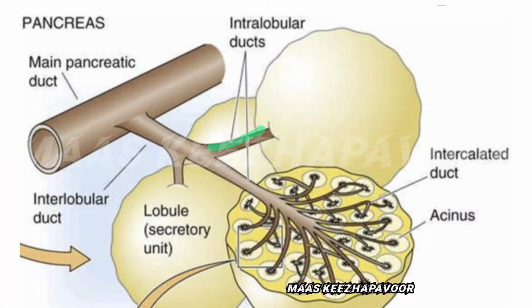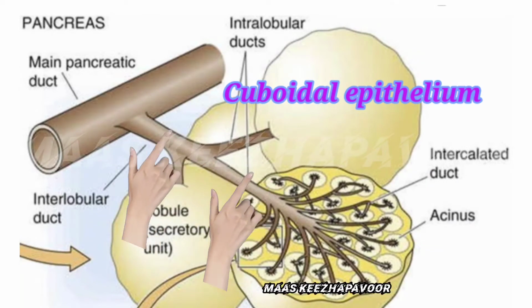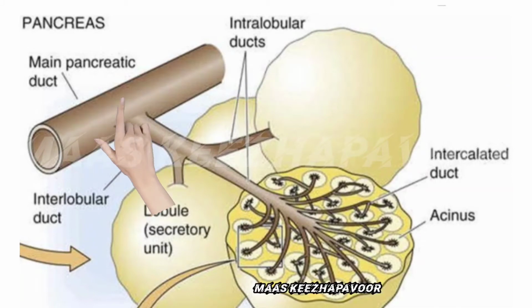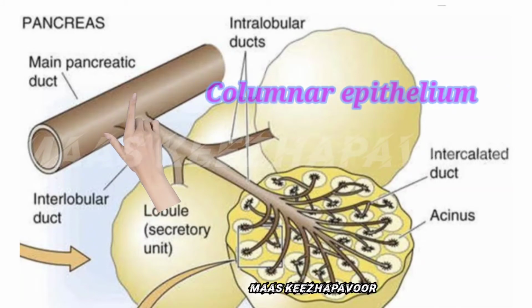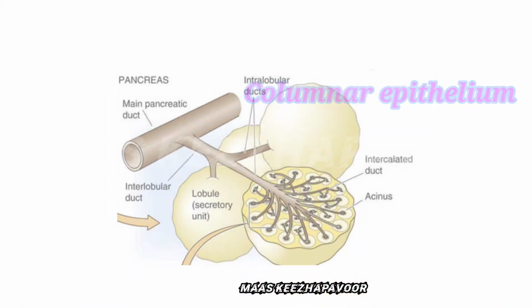From the intralobular ducts, the secretions pass into larger interlobular ducts. The intra and interlobular ducts are lined by cuboidal epithelium. The walls of larger ducts like pancreatic duct and accessory pancreatic duct are lined by columnar epithelium.